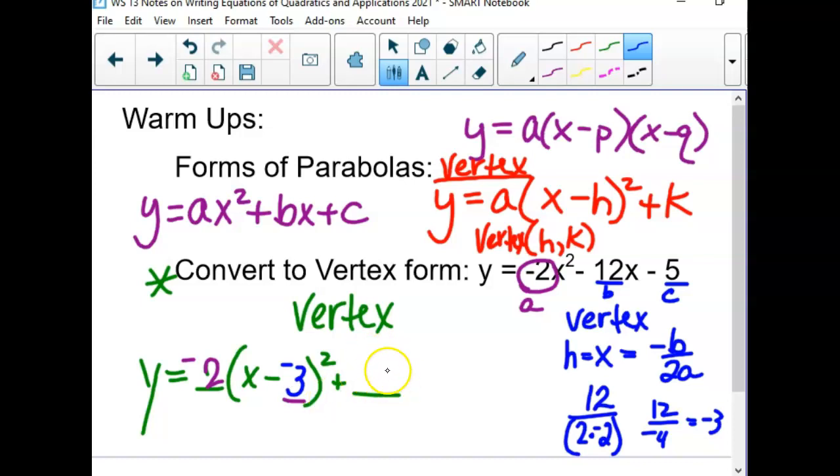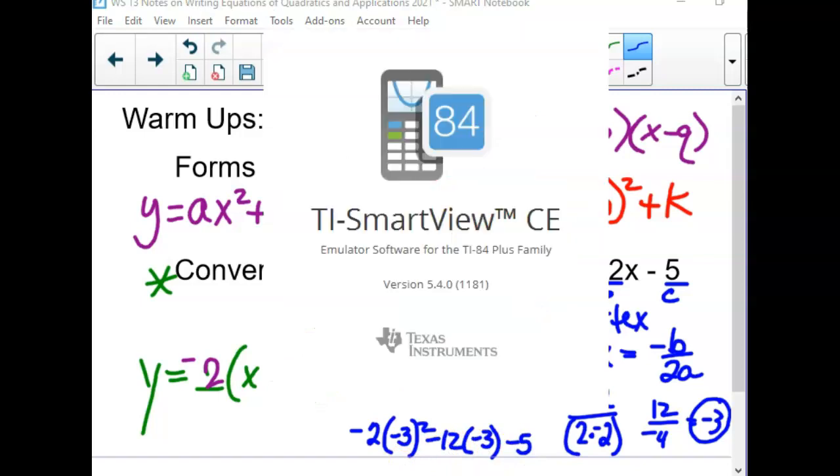But then how do we find the other part of the vertex? Does anybody remember? Yeah, we got to plug this guy back in, up into the equation. So we're going to have -2 times -3 squared minus 12 times -3 minus 5. Wow, that's a lot of minuses and negatives. Can you do that on your calculator and get it right?